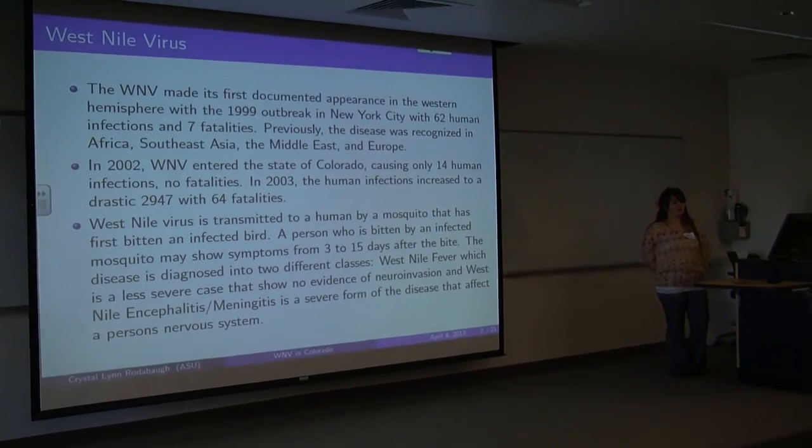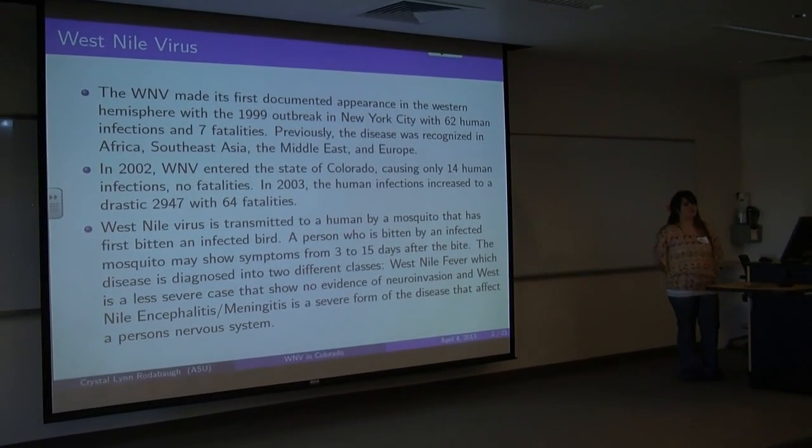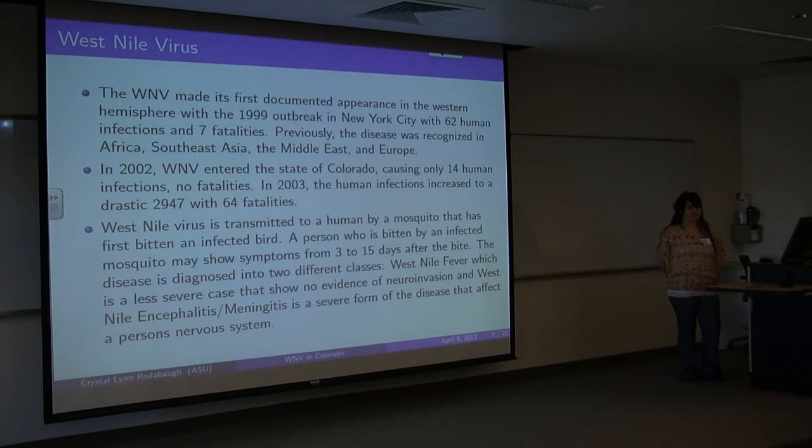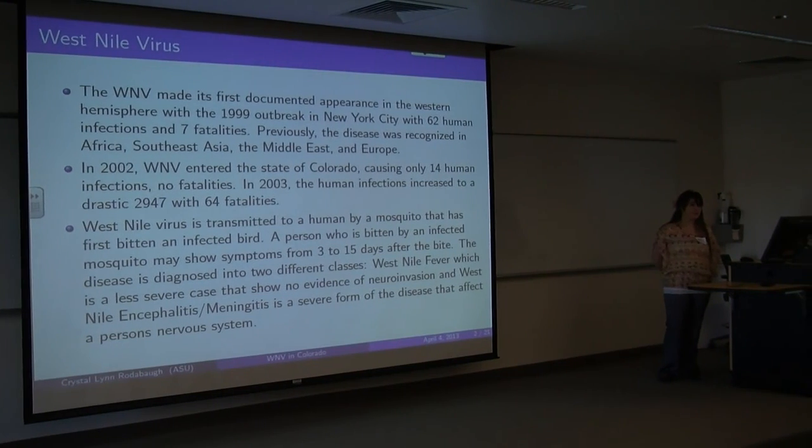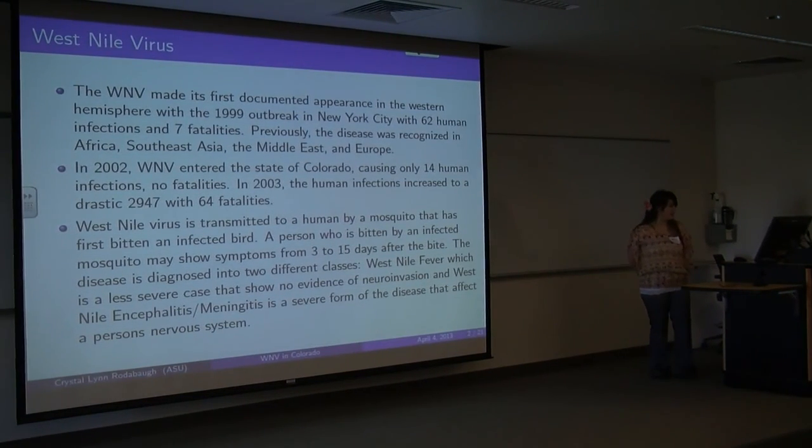But because of the new introduction of the disease into the state, we had no fight back. There's still no cure for West Nile virus for the human cases. So it's predictable that in 2003, even more cases are going to be present. And in 2003, as you can see, I have 2,947 cases with 64 fatalities.